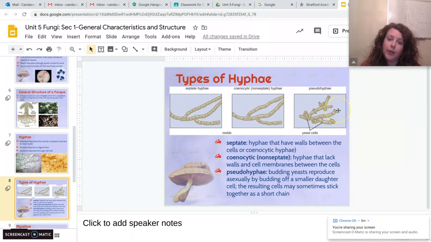Now, yeast are weird, number one, because they're unicellular. They're the only unicellular fungus. And they have a process called budding. So when they bud off of one another, they're going to create new structures, which kind of look like hyphae, but they're really not because they're individual cells. So we call those pseudo-hyphae, so false hyphae.